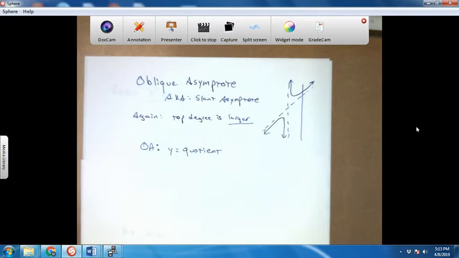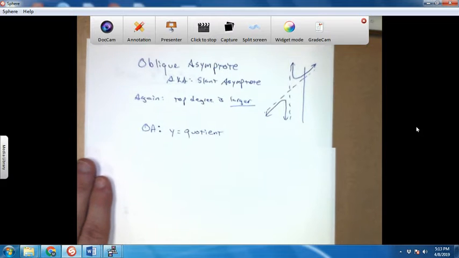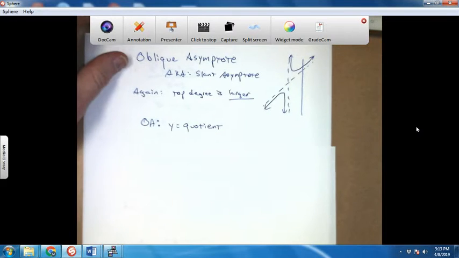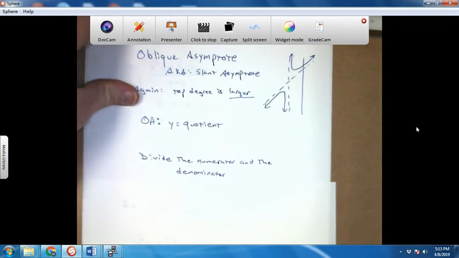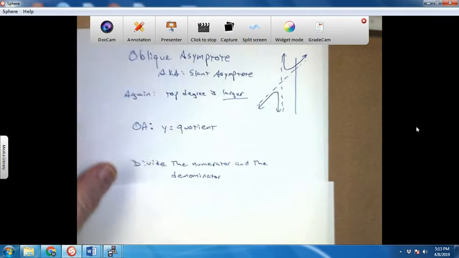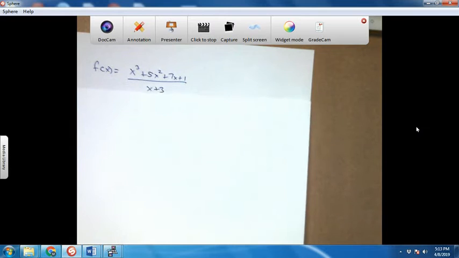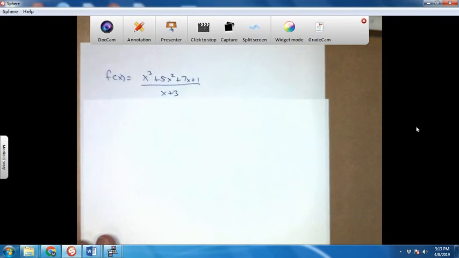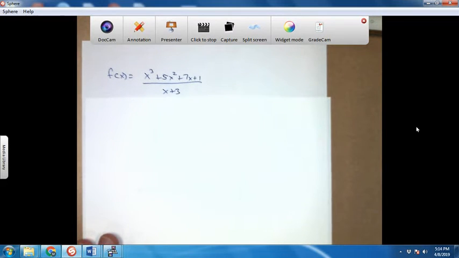So the oblique asymptote, to find it, you set y equal to the quotient. We actually have to do some division. We're going to divide the numerator and the denominator. I have two examples for us. Here's the first one: x to the third plus 5x squared plus 7x plus 1 over x plus 3.